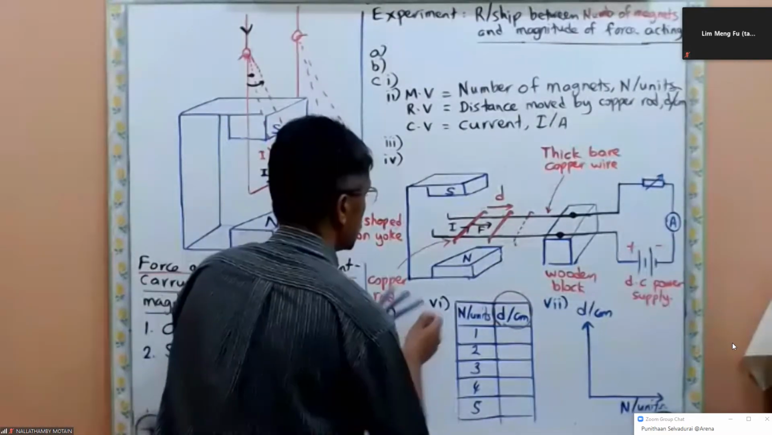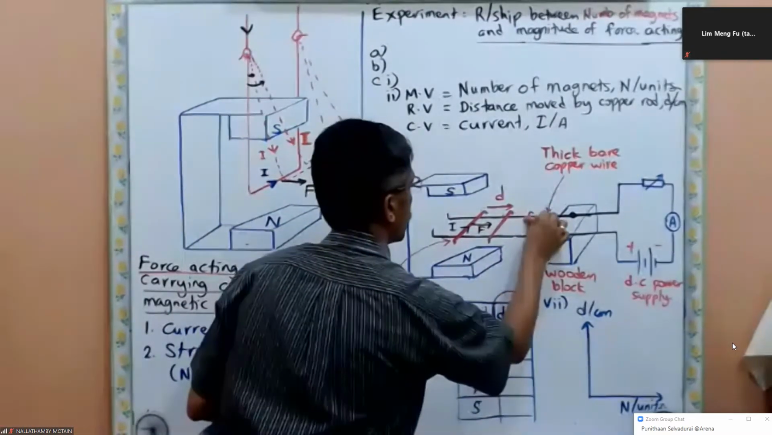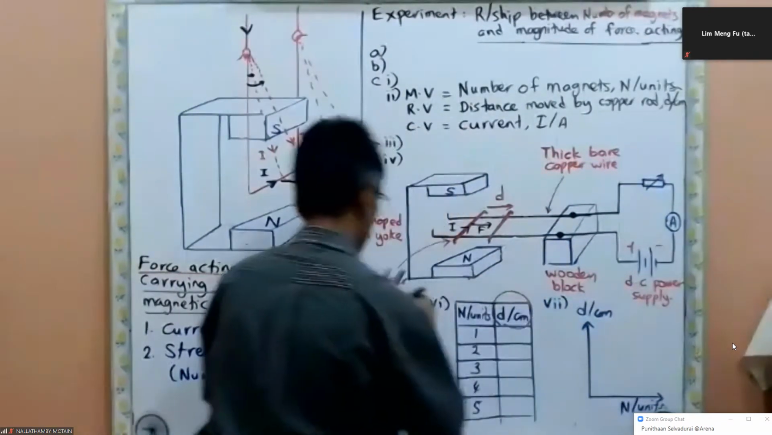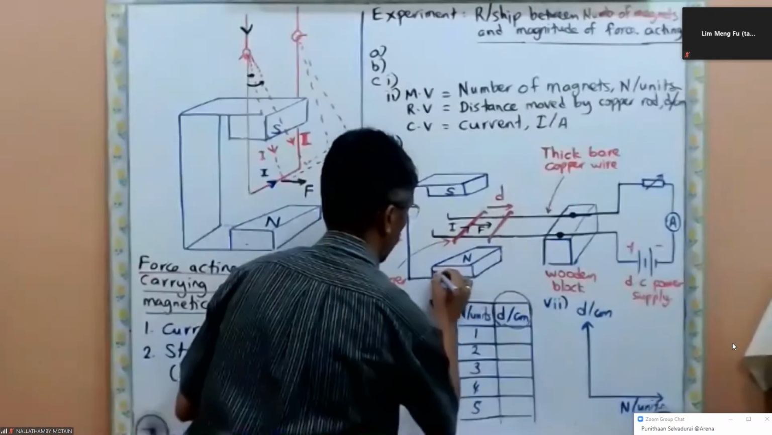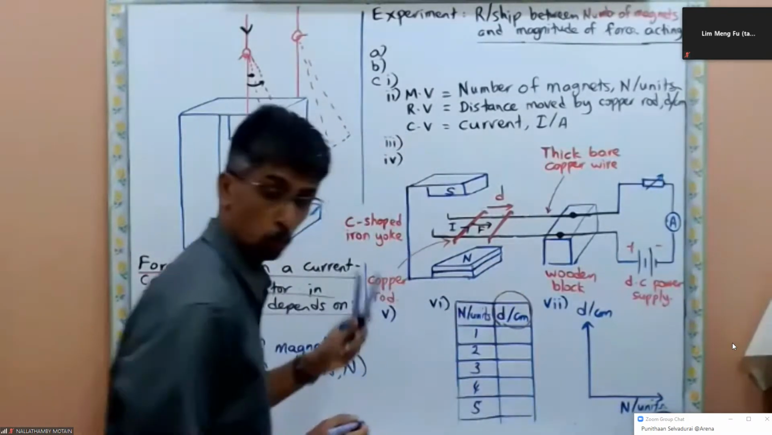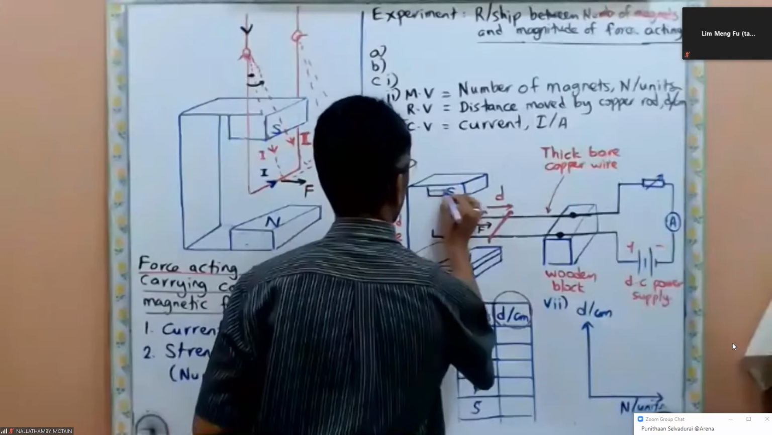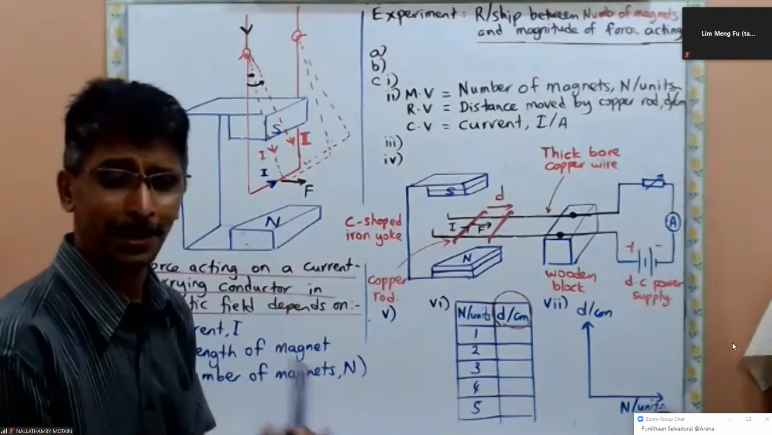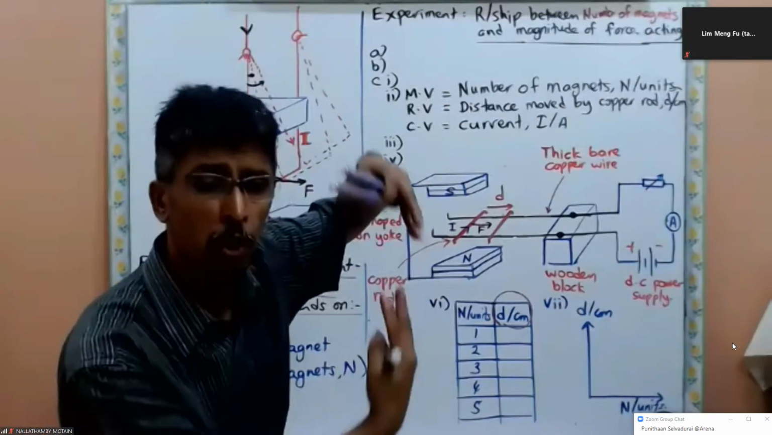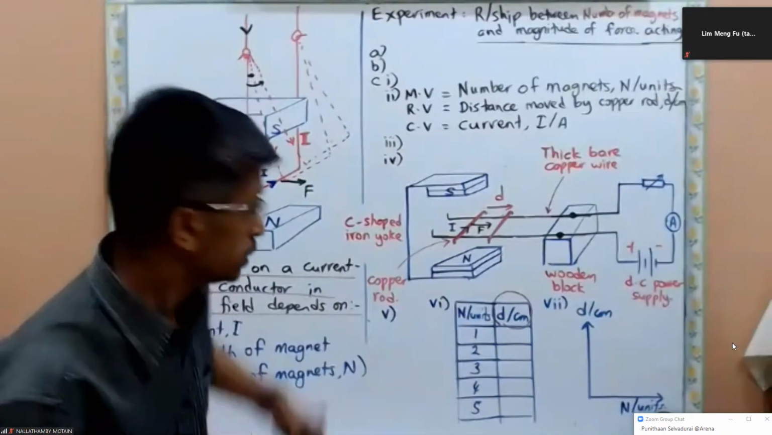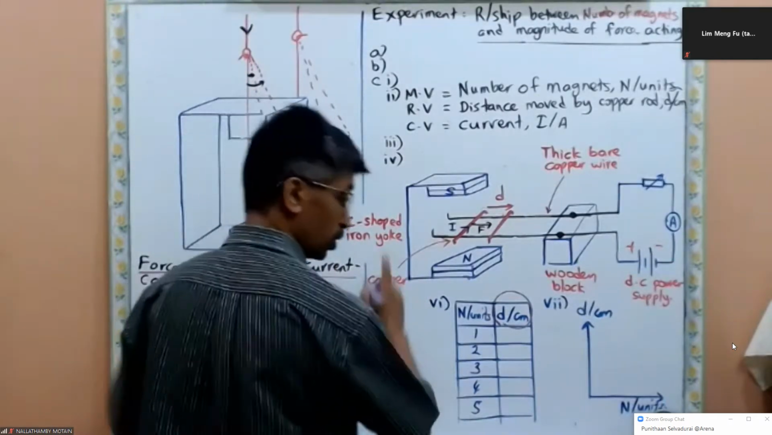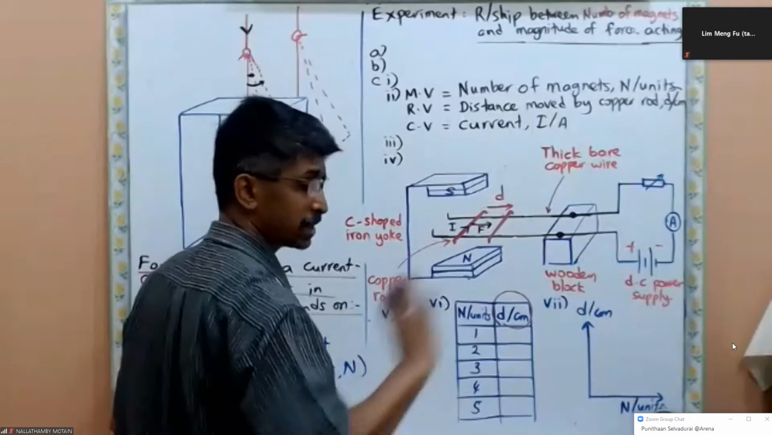So that means this here. Let's say if I add one more magnet, that's now only one, right? But now it's two magnets. So when we are using more magnets, what does it mean? In between it will produce a stronger magnetic field. If the magnetic field is stronger, what happens? The force is stronger.